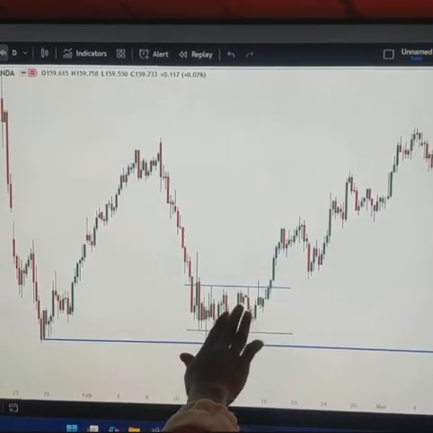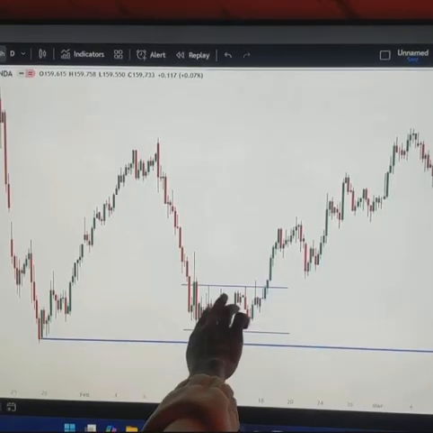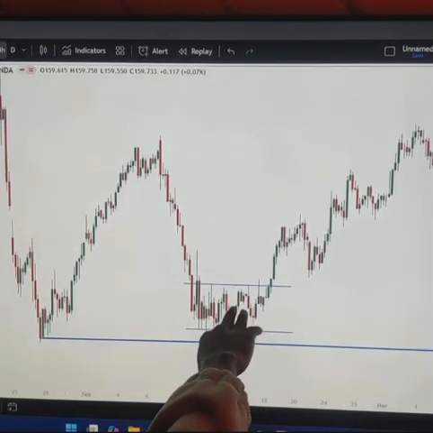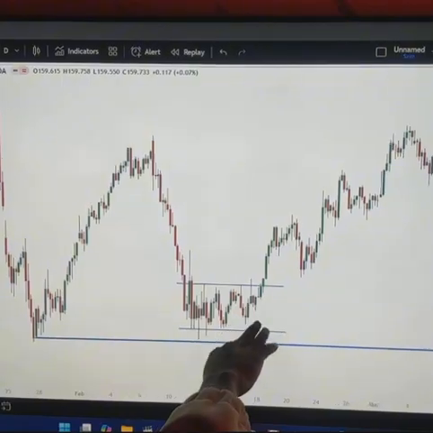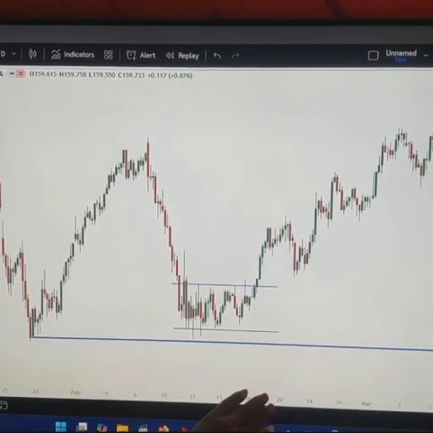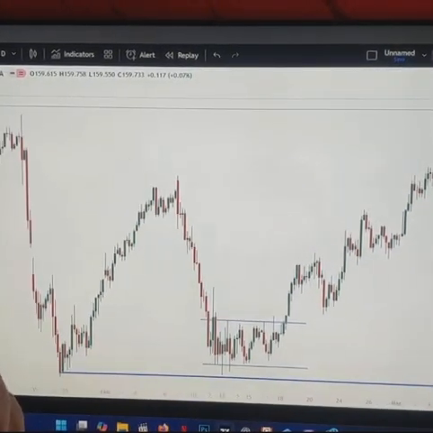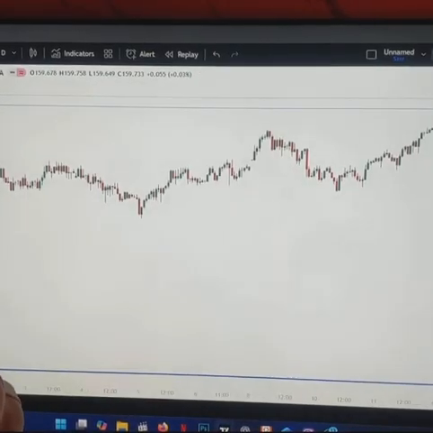So I've just marked out the consolidating zone right here. As you can see, price ranging within this zone. So we just wait for a breakout either to the upside or to the downside. Let me switch down to the lower time frame so we see what happens next.